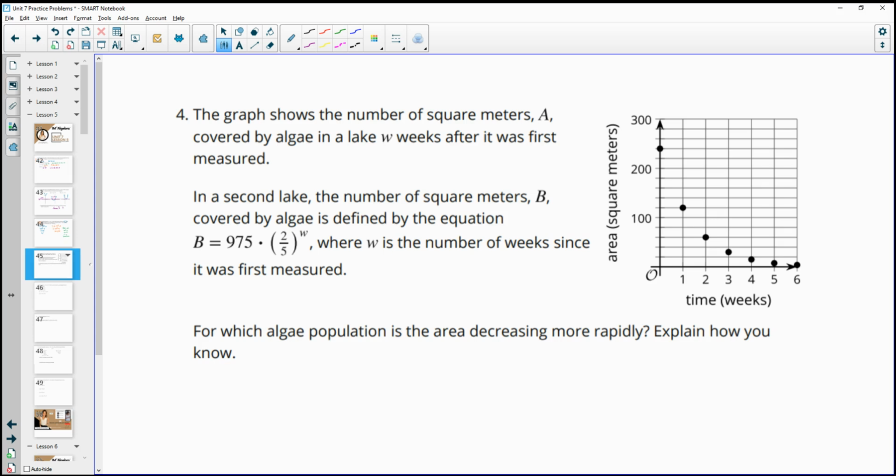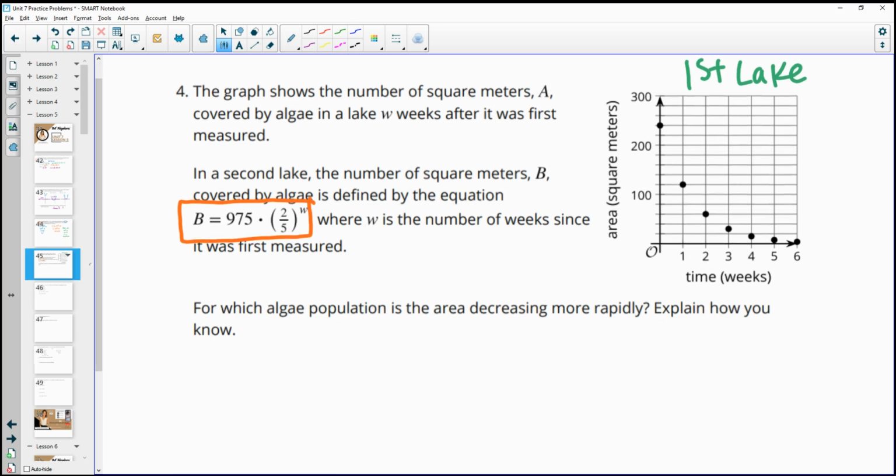Number 4, the graph shows the number of square meters A covered by algae in a lake W weeks after it's first measured. And then a second lake, so this is our first lake. And then in a second lake, the number of square meters B covered by algae is defined by this equation. So lake B, or the algae covered in our second lake, is here, where W is the number of weeks since it was first measured. For which population is the area decreasing more rapidly?